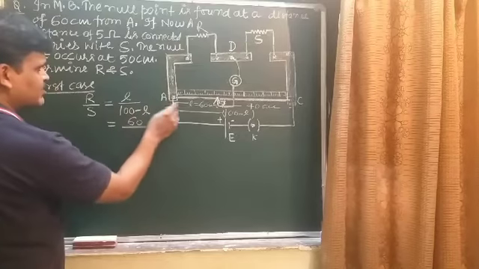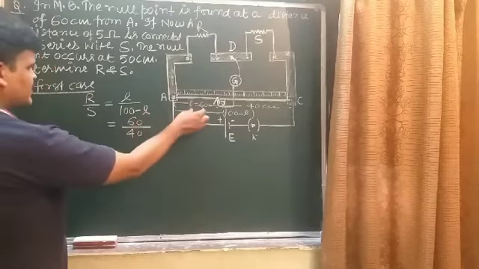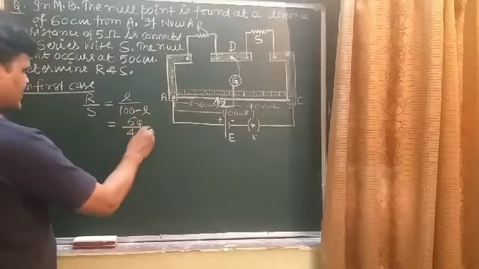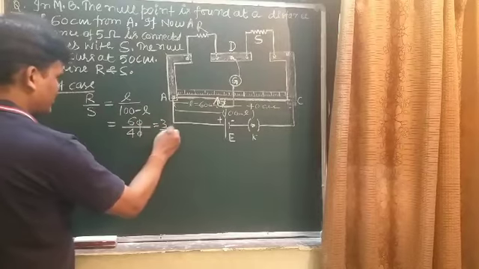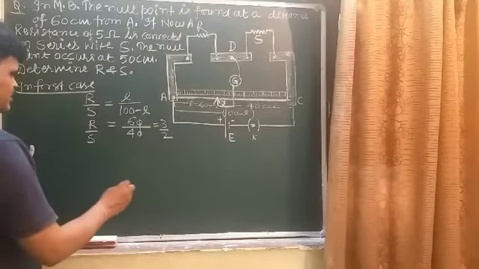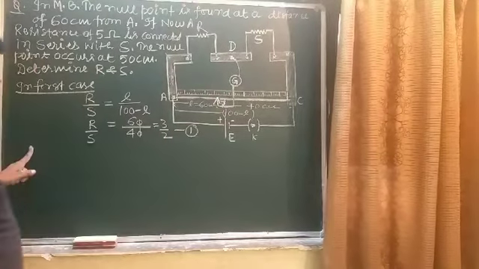And 100 minus L means what? That is 100 minus 60, which is 40. And it comes out to 3 by 2. So R by S comes out to be 3 by 2. So this is equation number 1.